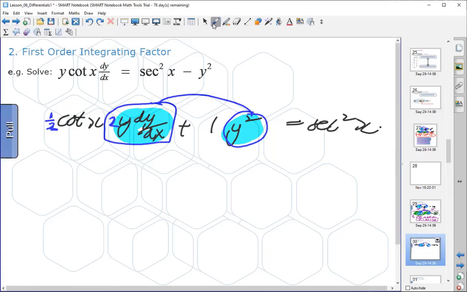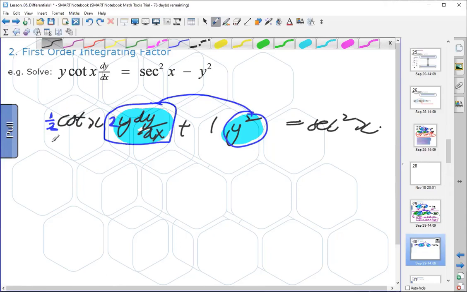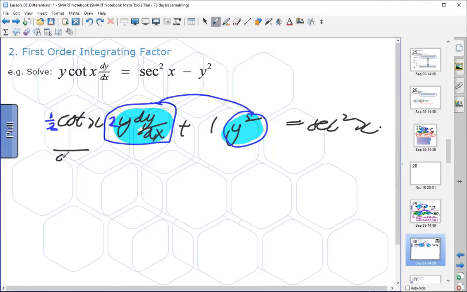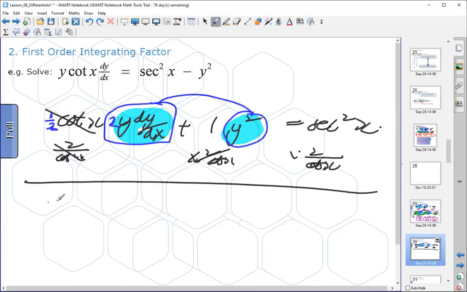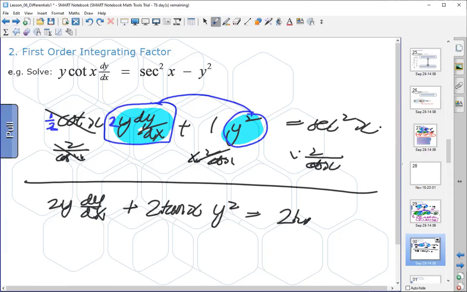So we are going to divide by cot x and times by 2. So 2 over cot x, times 2 over cot x, times 2 over cot x. So that's going to cancel out with that. So it's going to be 2y dy by dx plus, and then that's going to be 2 over cot x, but 2 over cot x is really 2 tan x, isn't it? So 2 tan x y squared equals 2 tan x sec squared x.